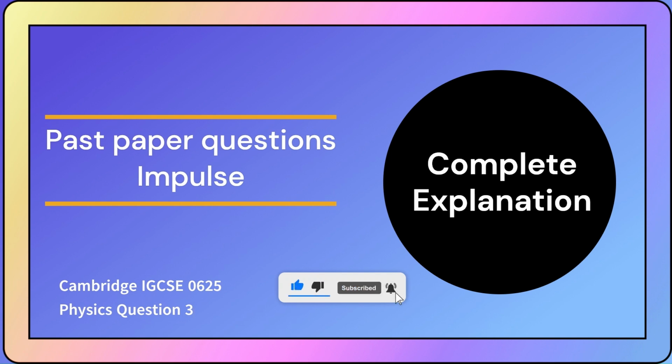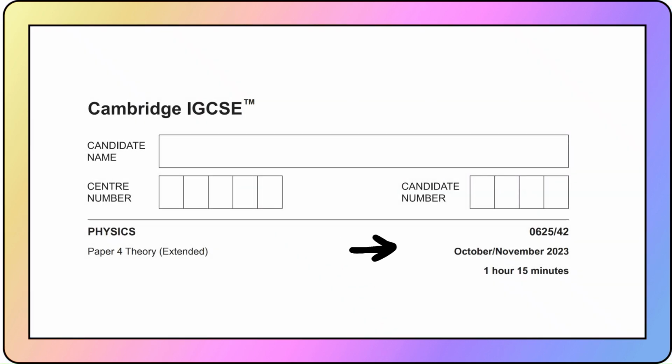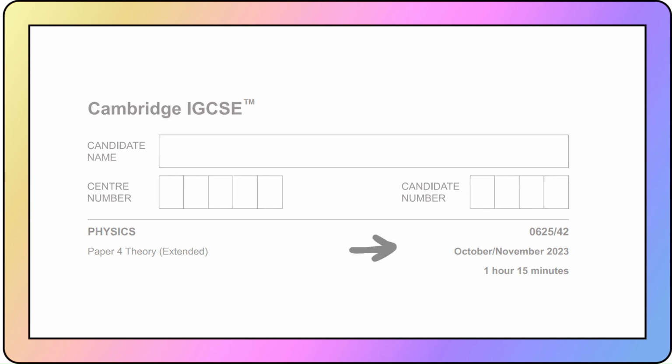Today I will be solving some past paper questions on impulse, so let's get started. Today I will be solving question 3 from the October-November 2023 session, paper 4 variant 2.